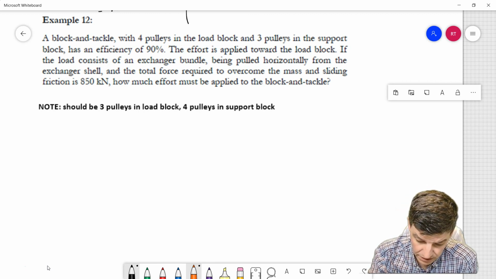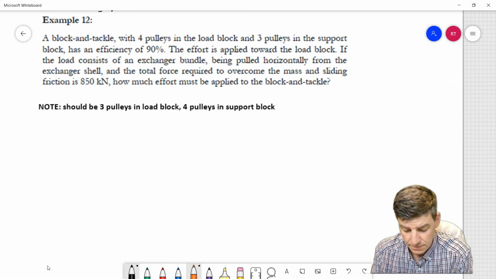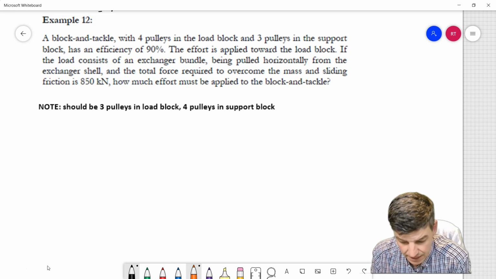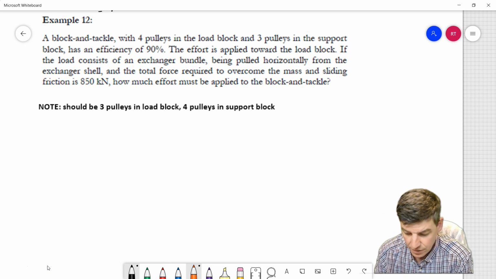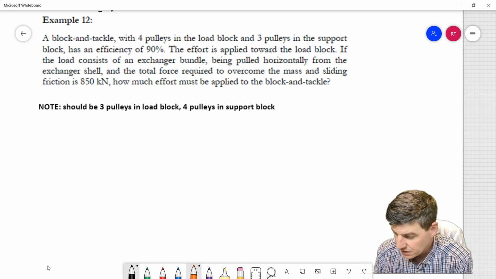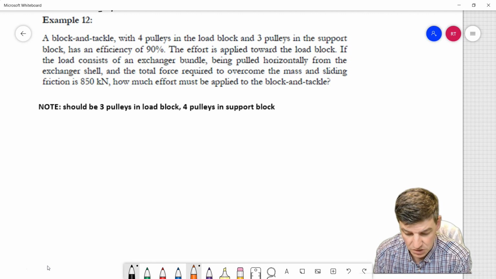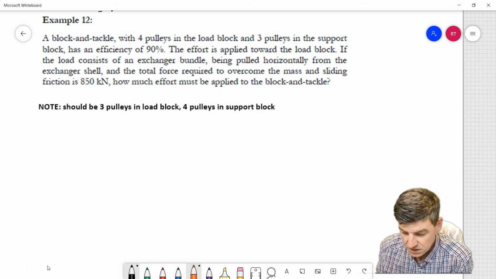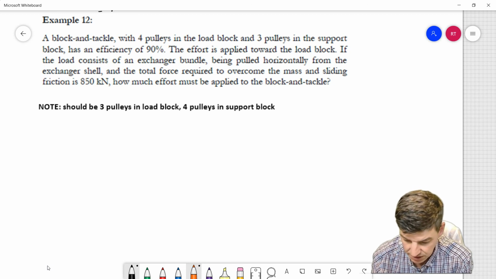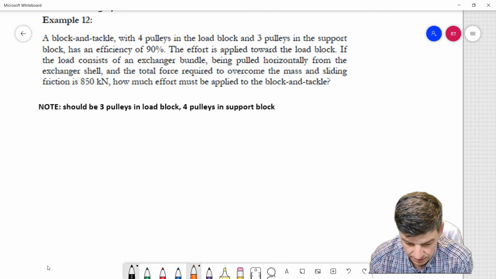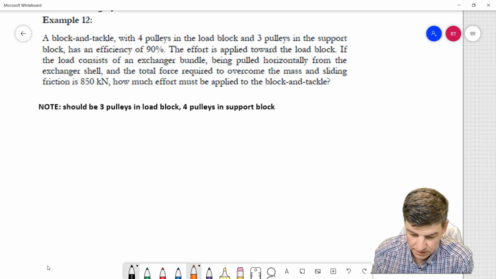Okay, we have example number 12. Example number 12 is a little more complicated. However, it does have an error in it. The number of pulleys specified is not the correct arrangement. It should be 3 pulleys in the load block and 4 pulleys in the support block, if your textbook version has that incorrect. So, 4 pulleys and 3 pulleys.